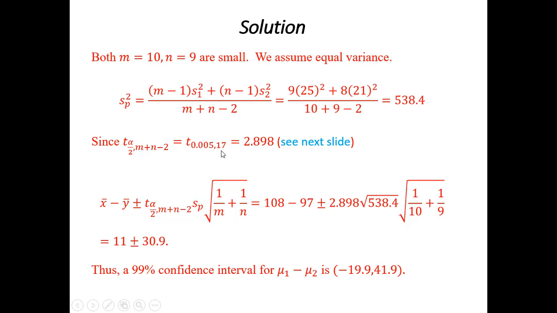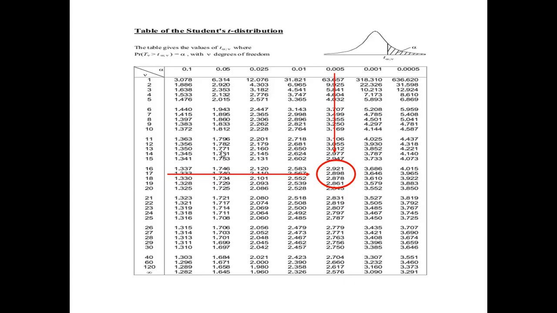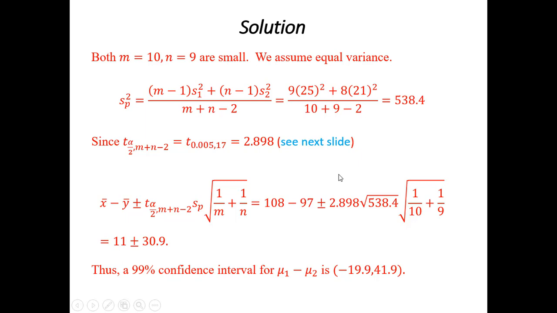We have to go to the t distribution. I have the table here. We find degrees of freedom 17. We know alpha is 0.05, so we come over here, and we should get 2.898. So that's our value that we'll use in the calculations.